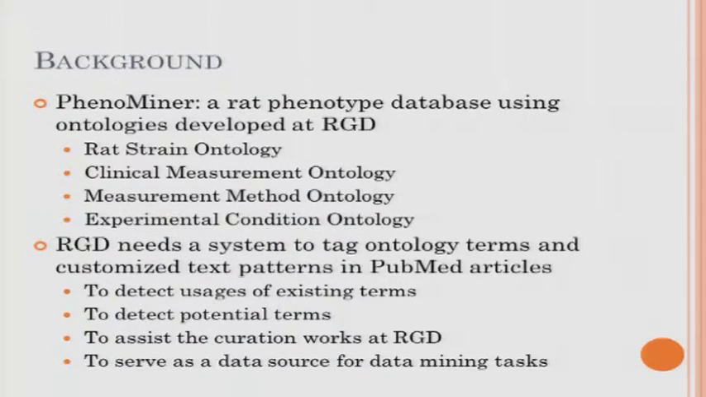So RCT needs a system to tag ontology terms and customize text patterns so that we can get statistics about what terms have been used in PubMed articles, and if there are any potential terms we can include in the ontologies. And also, we hope this system can be used to assist the curation work at RCT and also serve as a data source for data mining.